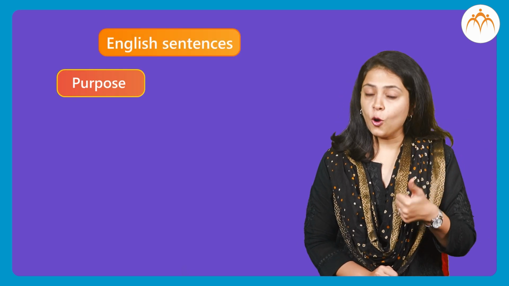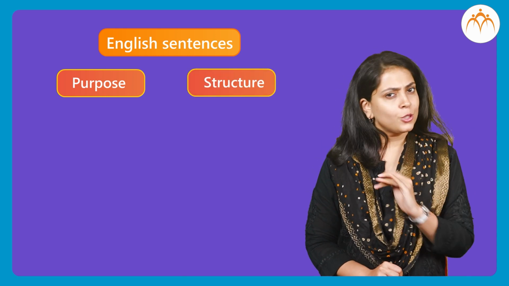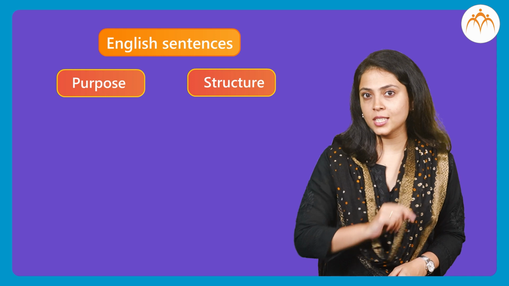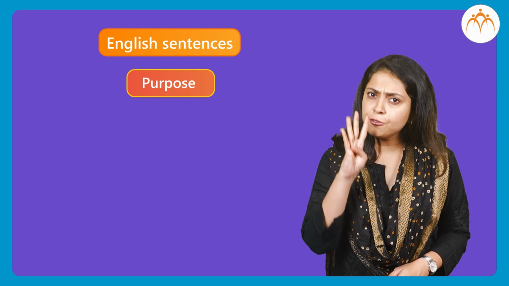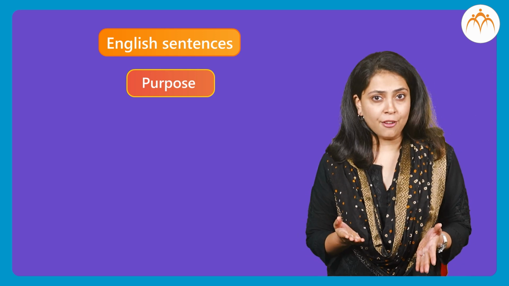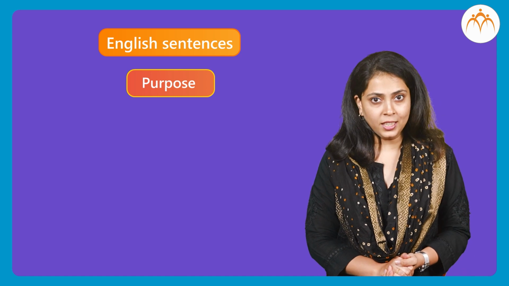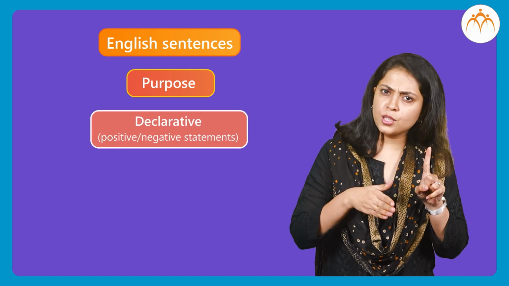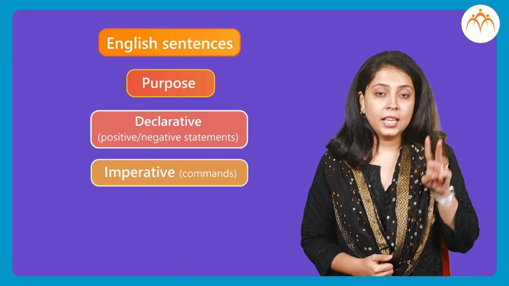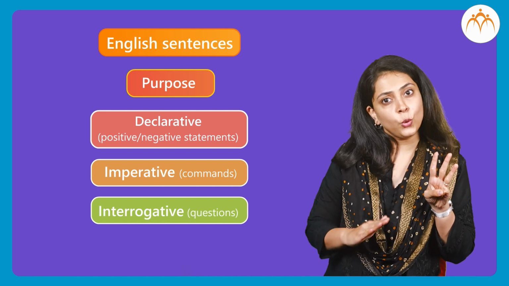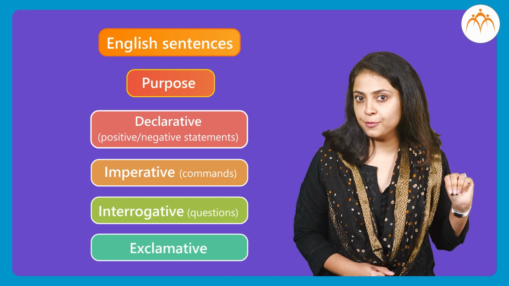It is important to remember that in the English language, sentences can be defined in two ways: by their purpose or by their structure. Today, we shall learn about the first kind, that is, by the purpose of the sentence. There are four different functions a sentence can have in the English language, namely declarative, positive or negative statements; imperative, that is commands; interrogative, that is questions; and exclamative.